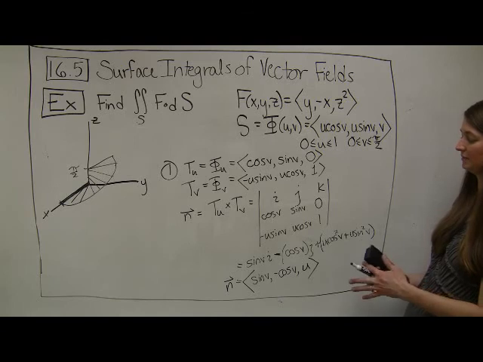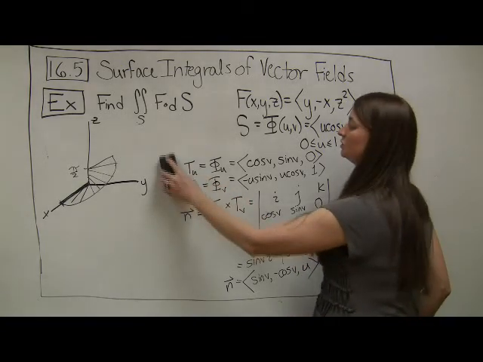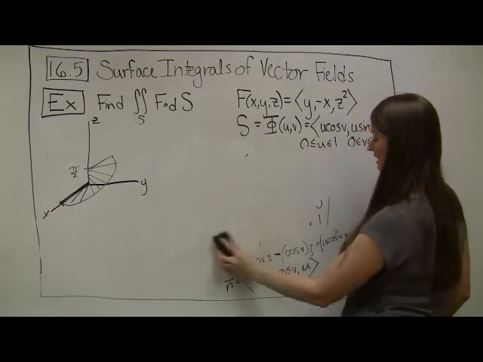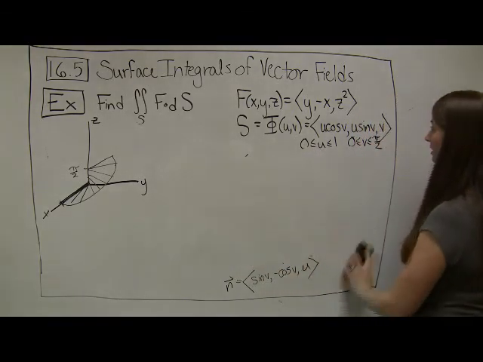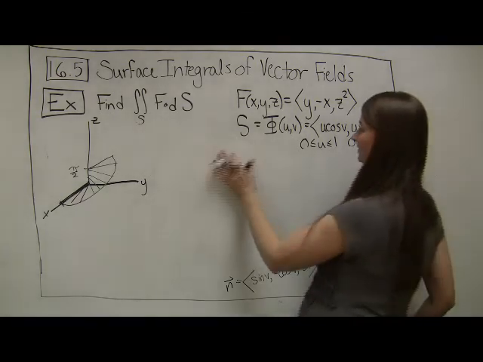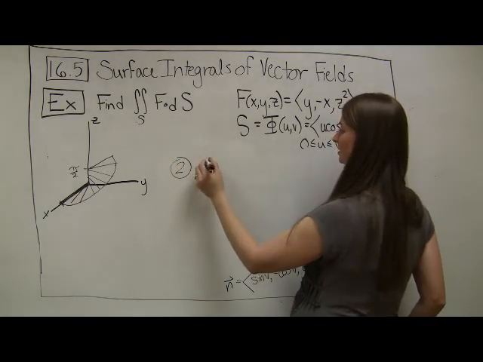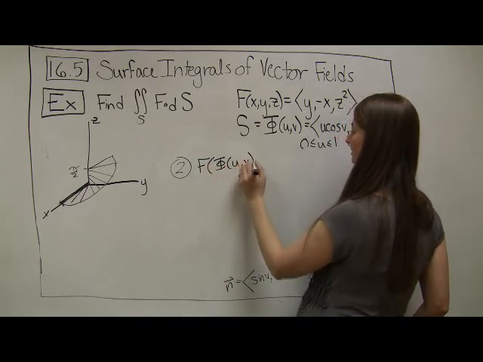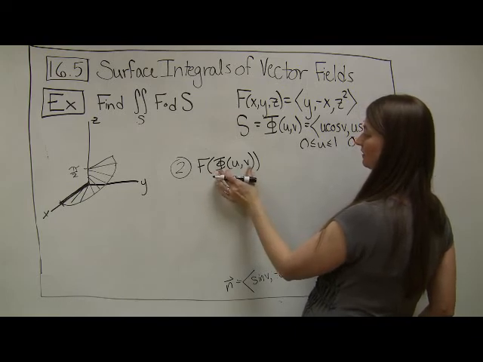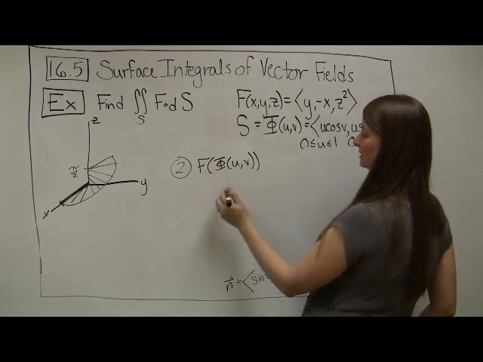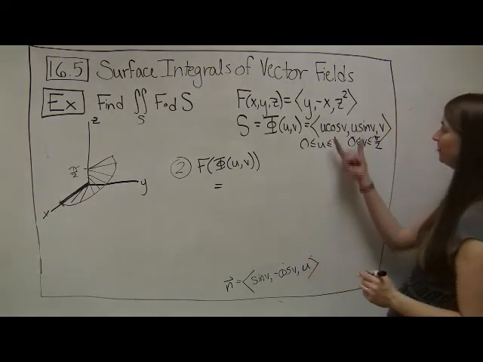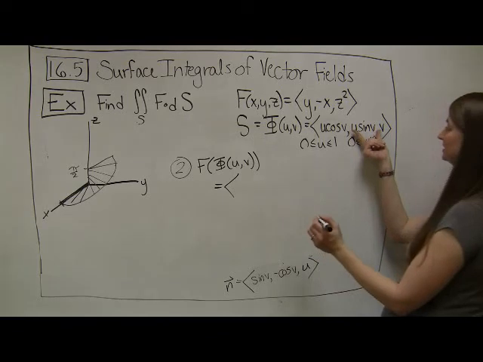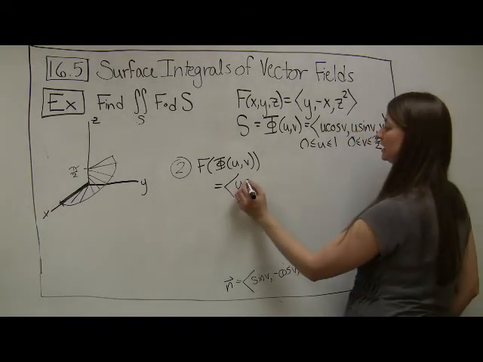The next step, and I'm going to leave that down at the bottom, step 2, I'm going to look at what is F of phi. Step 2, what is F of phi of uv? So I'm going to take my phi function, my parameterization, and plug it into my F function. And what do I get? My first component of the F function is y, so let's plug in what y is here, and in this case y is equal to u sine of v.